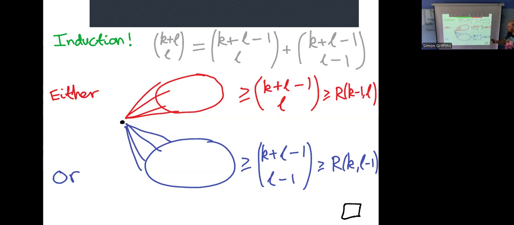So either in red you have at least this, or in blue you have at least this. And in either case, you just by induction have, let's say in the red case, the red neighborhood would have at least r(k-1, l) vertices. And so you can either find the k-1 clique in red, which together with the red vertex gives you a k clique, or you find a blue l clique in here, and you're just done. So that's the end of the Erdős–Szekeres bound.